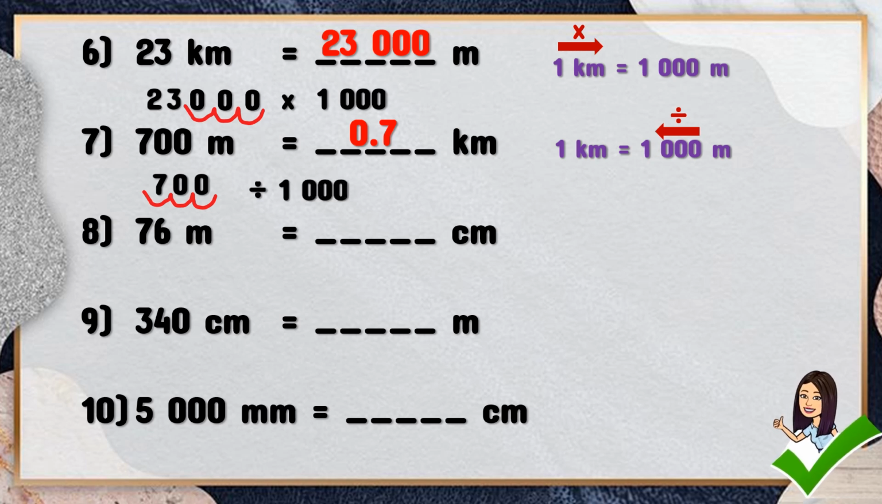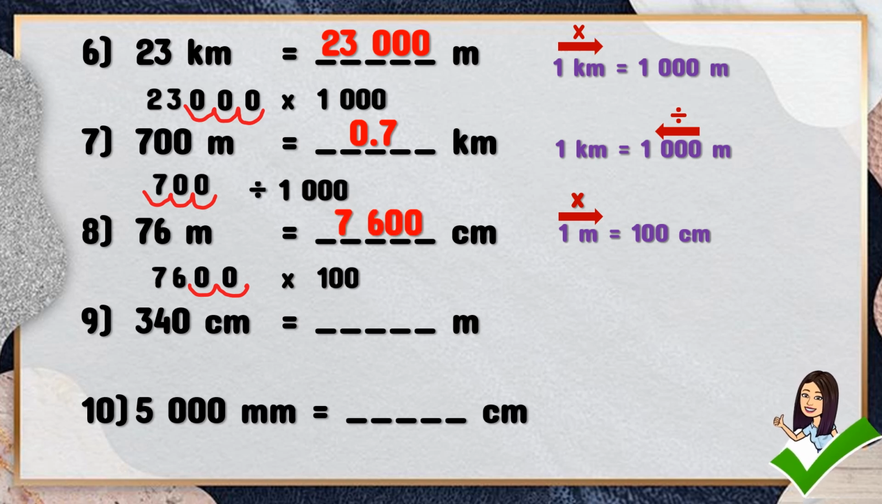Number 8, 76 meters to centimeters. And 1 meter is equal to 100 centimeters. Since this is large to small unit, we use multiplication. So 76 times 100, we move the decimal 2 times. From here, 1, 2, and then just add 2 zeros. So 76 meters is equal to 7,600 centimeters.